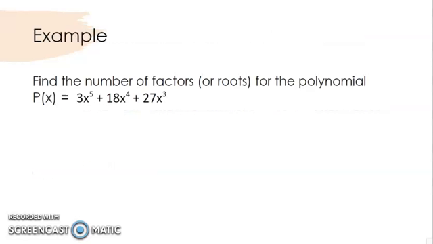Okay, it says to find the number of factors or roots of the polynomial, and we have p of x equals 3x to the 5th plus 18x to the fourth plus 27x cubed. Notice this is in standard form. The degree of this is 5. So there should be 5 factors, so 5 binomials multiplied together. Or we can say that there are 5 zeros of this, or 5 roots of this.